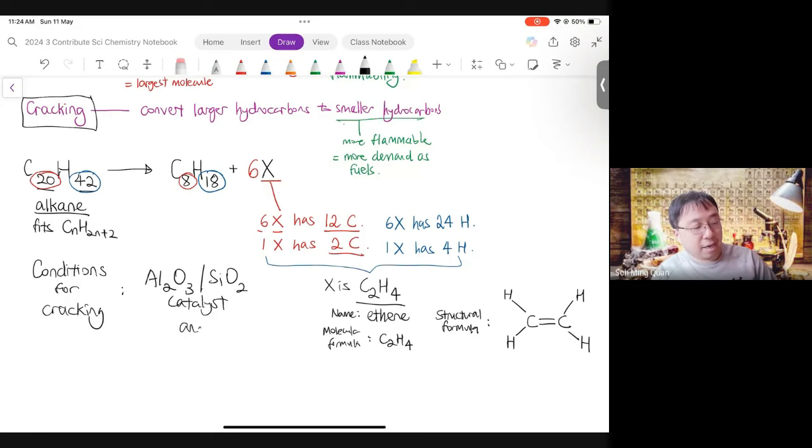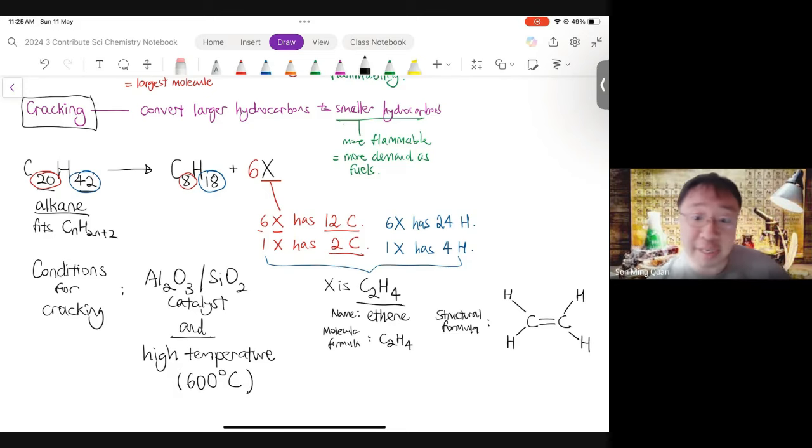Okay, and high temperature. The other condition needed is high temperature. If the temperature is at room temperature, it's not going to work, it's too slow. You need high temperature. How high is high? The exact number is 600 degrees Celsius for cracking to take place. So when you learn a reaction, you must learn the name. You need to learn how to draw the products. And finally, you must learn the conditions. So this one is aluminium oxide or silicon dioxide catalyst and high temperature of 600 degrees Celsius.